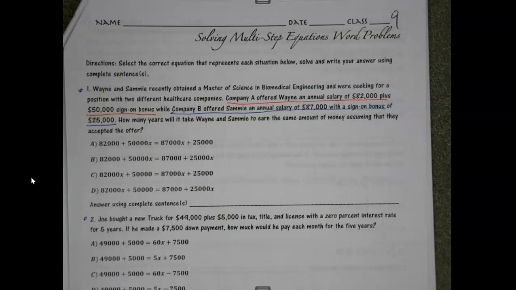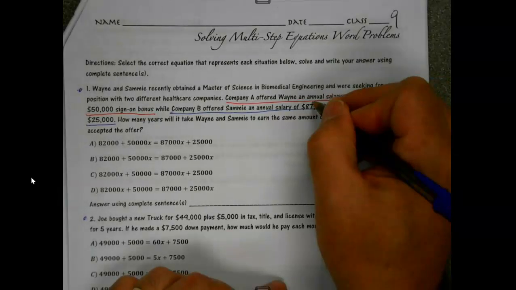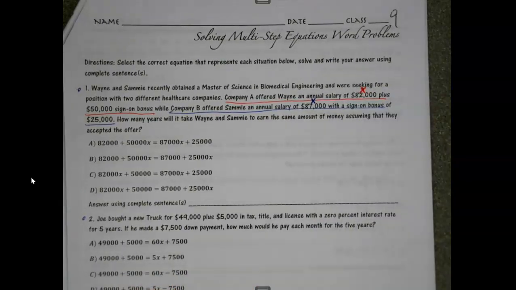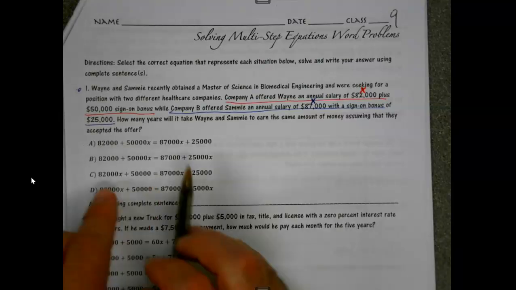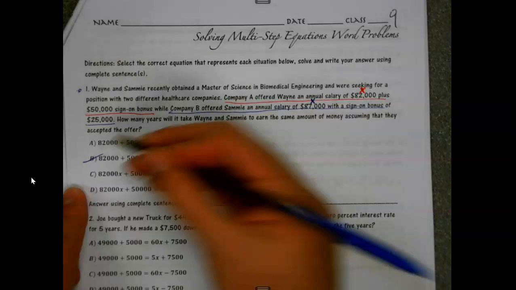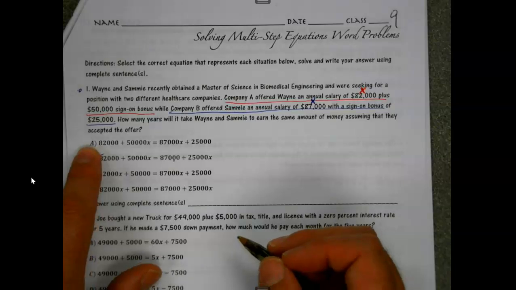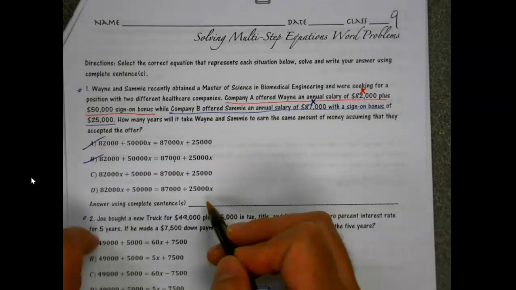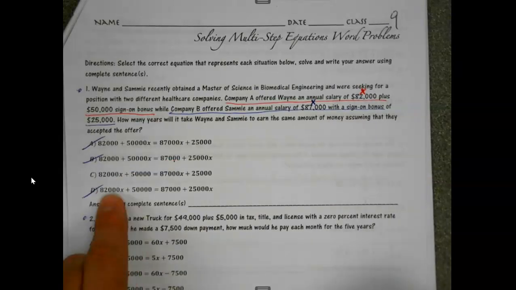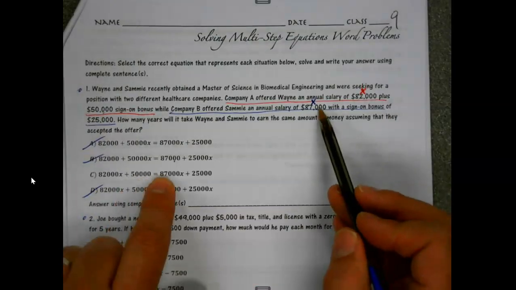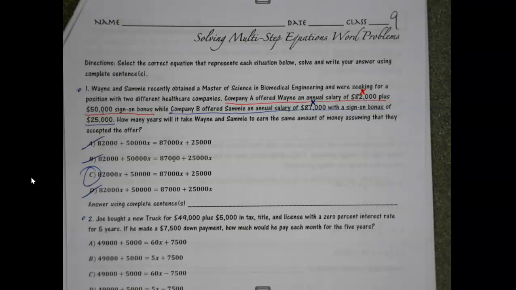So, over the years, their salary will be the thing that keeps increasing. You only get a sign-on bonus once. So the salary is the part that's going to get X. I'm going to go through already, and any of them that don't have X's with the 82 and 87,000 will not work. That does not work. That is both. This does not have an X with the, well, hey, I like this. 82,000X plus 50,000. 87,000X plus 25,000. Okay, that works.